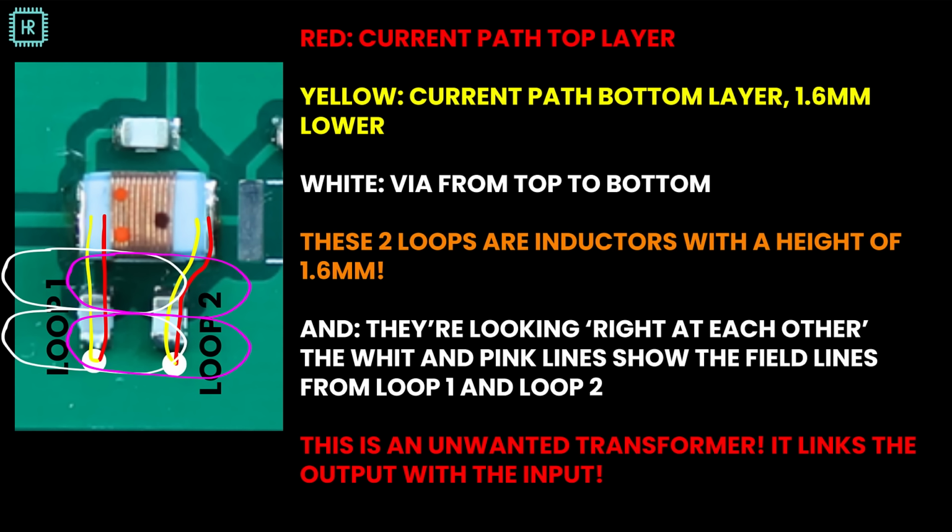Forward and return currents always want to move as close to each other as possible. I have proof of that in another video on my channel. Since the bottom is 1.6 millimeters below the top, this creates two 1.6 millimeter high loops that act like inductors with a single winding. And they're looking at each other. Each loop generates electromagnetic field lines which overlap. They're shown in white and purple. So this is a transformer between the in and output of the filter, explaining the leak.